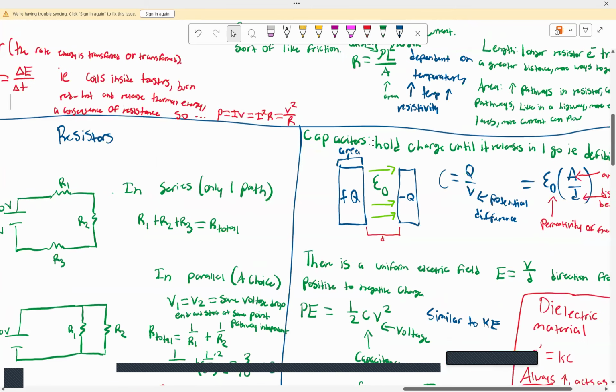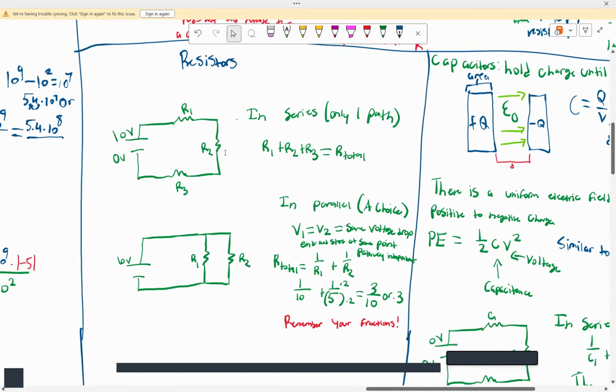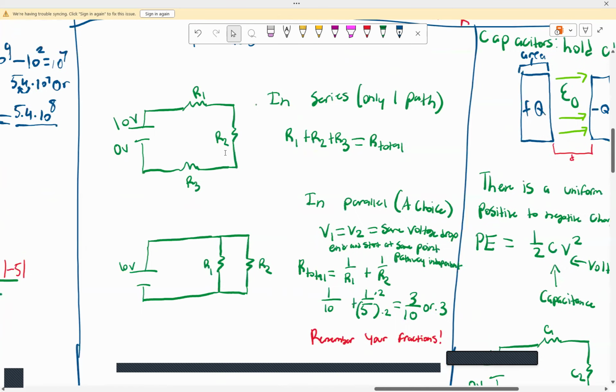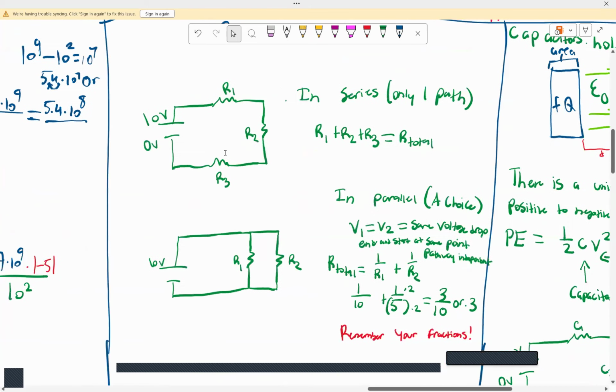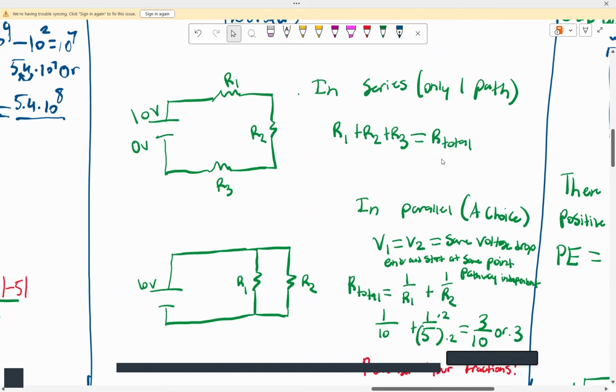Okay, first I want to talk about resistors, and then I'll go into depth over capacitors. So for resistors in series, there's only one path for the current to travel. They all take the same highway. Essentially, this is saying that R1 plus R2 plus R3 is equal to R total.